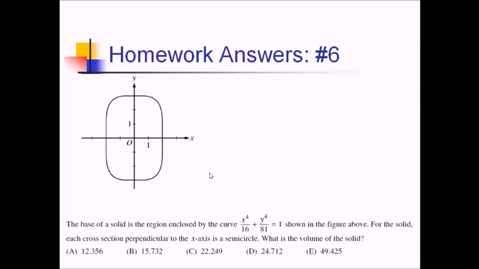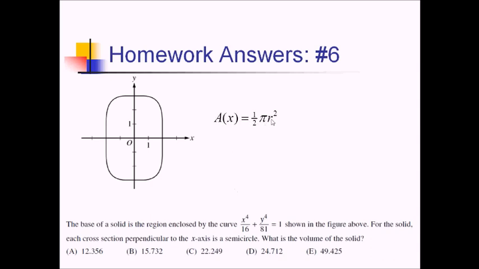For this problem, the base of a solid is the region enclosed by this curve here, and they're actually showing us that in the figure. So it's kind of like an ellipse, but it's a little bit flatter at the ends. So anyway, for the solid, each cross-section perpendicular to the x-axis is a semicircle. What's the volume? Okay, so we have to start with our area formula for the cross-section, semicircles, so we can write A of x equals 1/2 pi r squared.